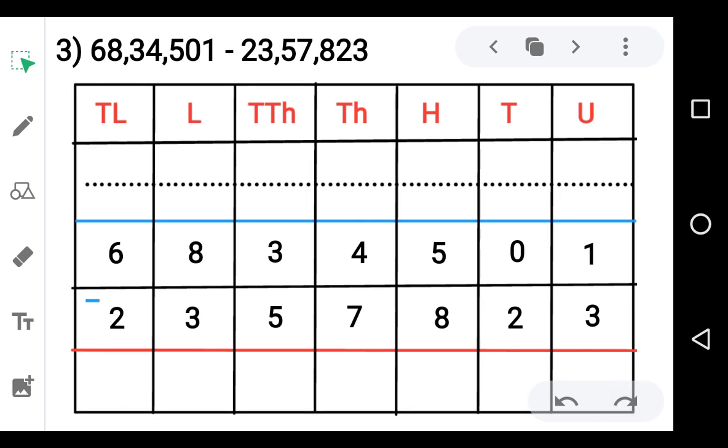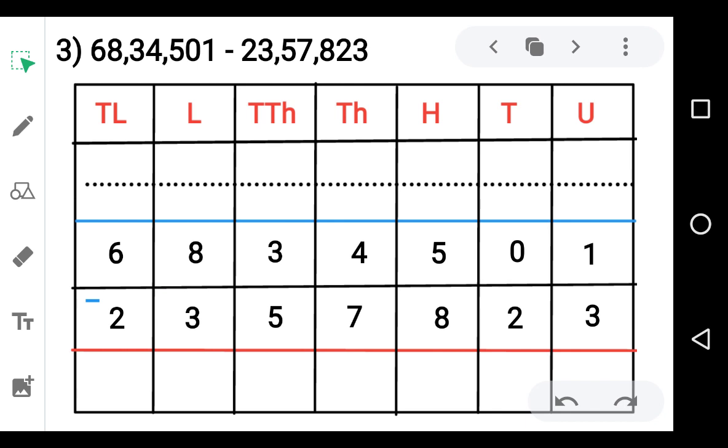Now we have to subtract 3 units from 1 unit. Can we subtract 3 from 1? No. Why? Because 1 is smaller than 3. So we borrow 1 from the next place. But in the tens place there is 0. So we borrow 1 from the 100 place. In the 100 place we have 5.